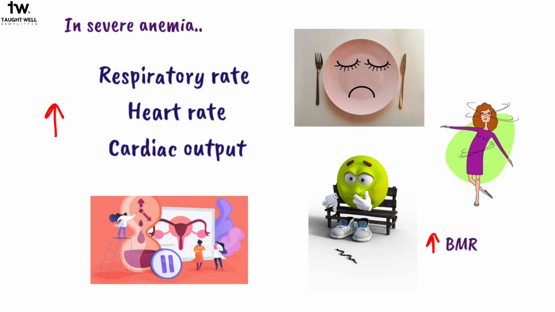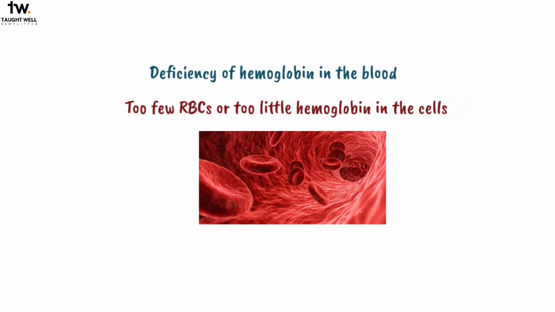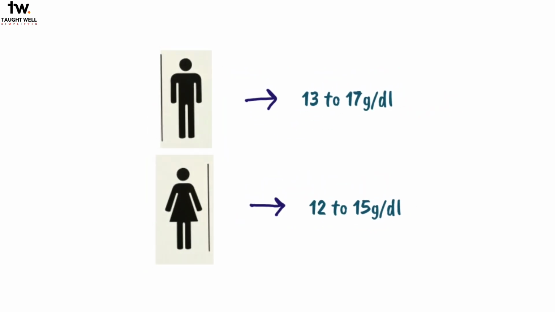Alright, that's it for this video. Let's do a quick recap. Anemia is a blood disorder that basically means a deficiency of hemoglobin in the blood. This deficiency can be caused by either having too few RBCs or too little hemoglobin in the cells. The normal range of hemoglobin for males is 13 to 17 grams per deciliter, and for females it is 12 to 15 grams per deciliter.